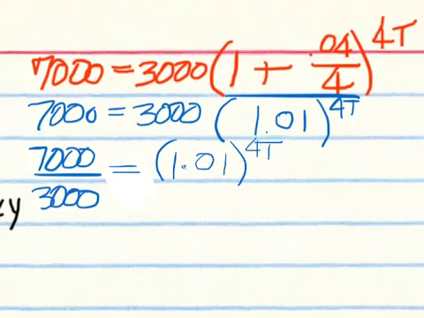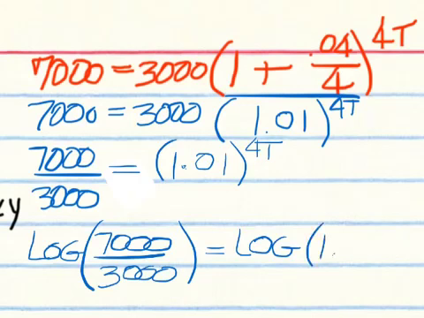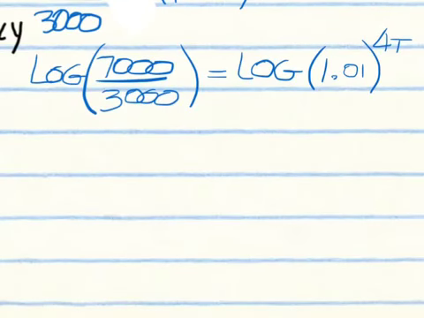So now we need the log natural of both sides. Or actually you can just do log. You can use a common log. So log of 7,000 divided by 3,000. And then log of 1.01 to the 4t power. Now, by rule, you can move this down to the left. So we'll do that. Log 7,000.